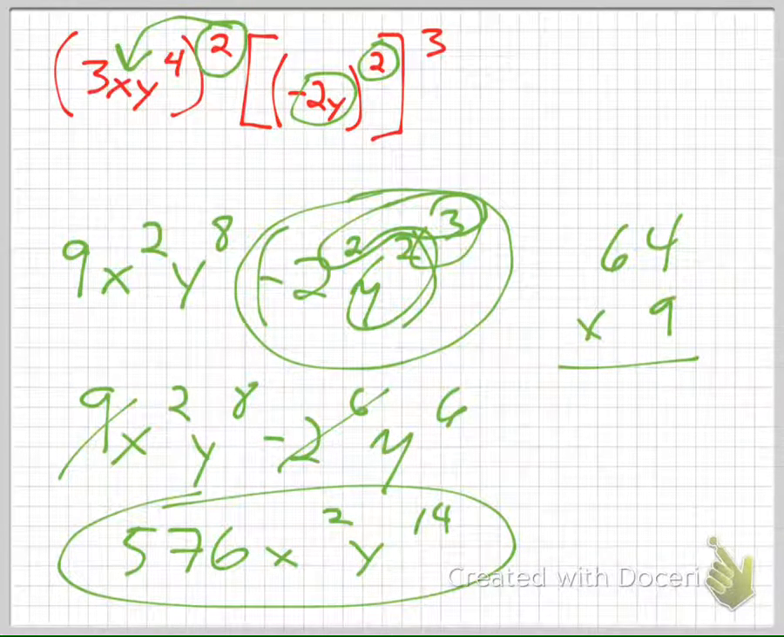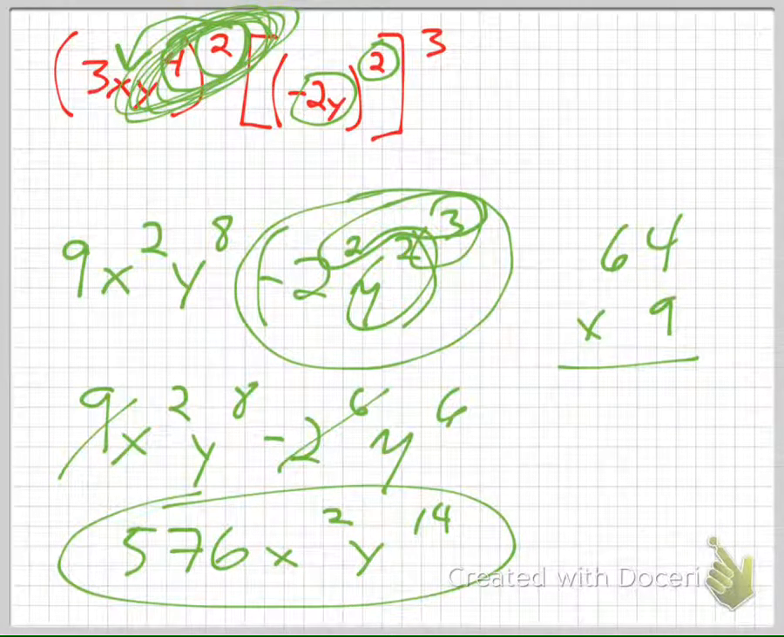Makes sense? You won't have to do very many of those, but you have to know how to do them. Like I said, if you can't do this, then you're in trouble, right? If you can't do this thing up here, you're in trouble.